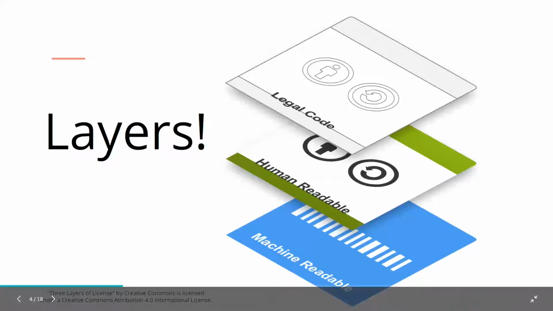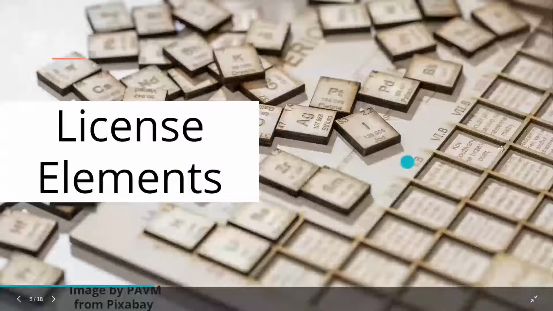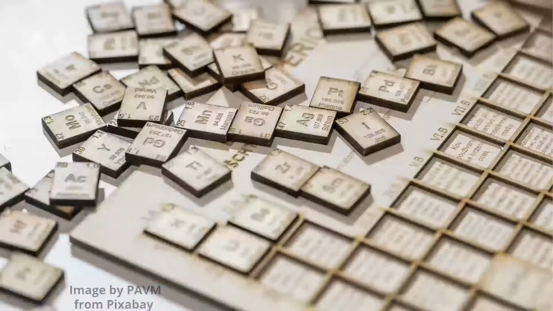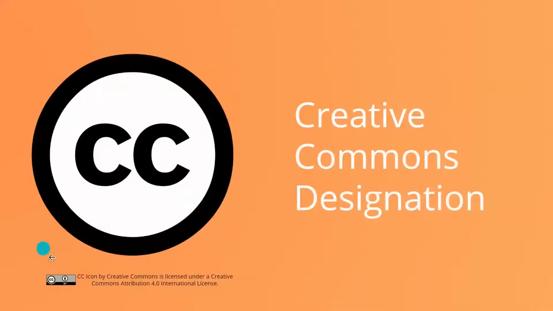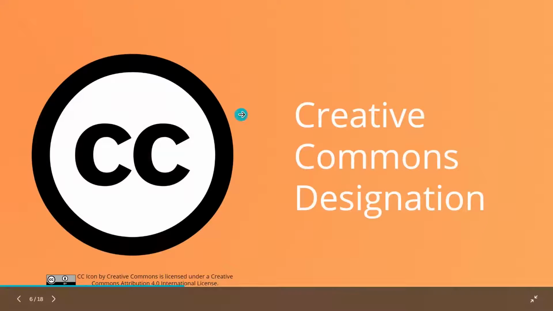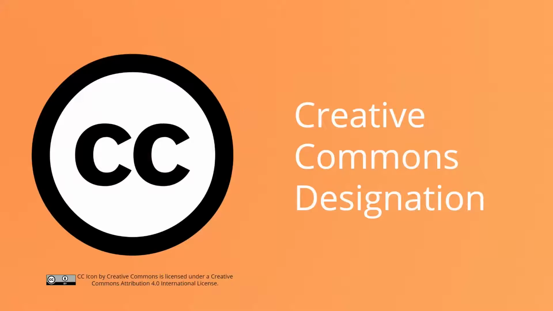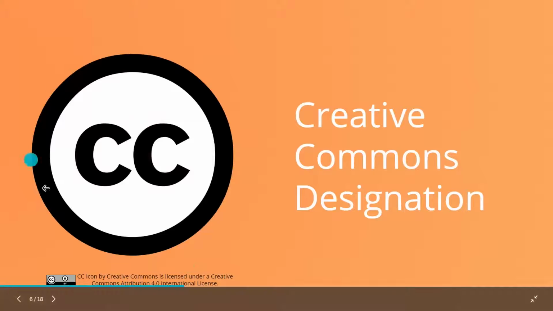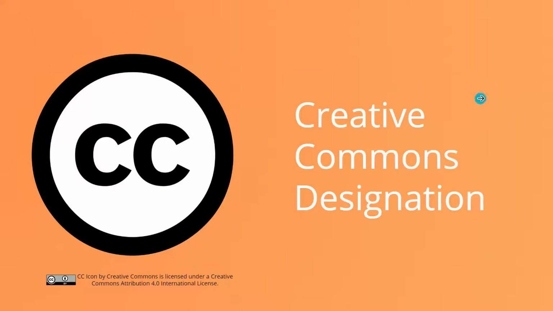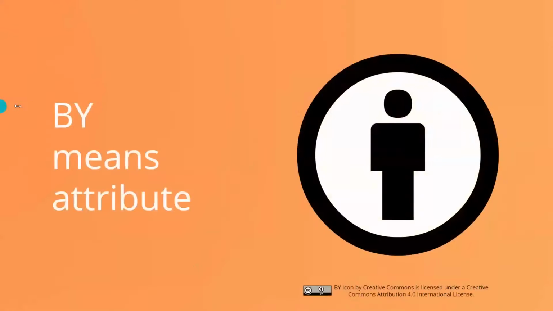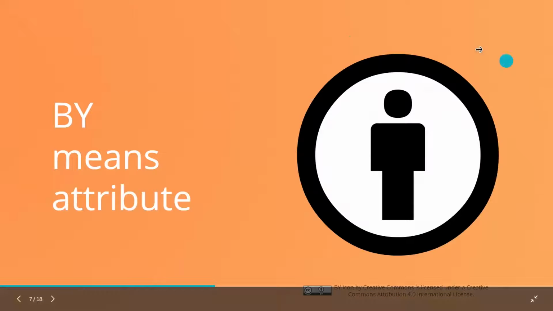And then we also have elements for the licenses. There are different elements within your Creative Commons license. First off, we have your Creative Commons designation. Every Creative Commons license tells you it's Creative Commons with this little CC designation. BY, that is the icon here, and it shows the reader that if you use Creative Commons licensed work, you need to attribute it. So if you see material that has that, it just means attribute, and all the licenses require attribution.